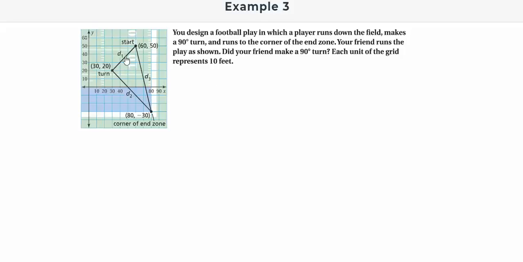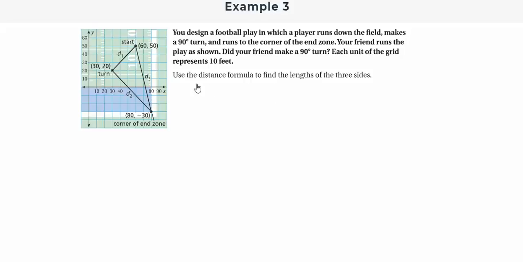So, we don't know the exact distances here. We don't know the distance for D1, D2, or D3. So, in order to tell whether this guy made a 90-degree turn, to tell whether it's a right triangle, we need to find the distance of all three of these sides. And then remember, what did we use to find the distance between 2 points? It is the last key idea we just talked about in example 2. It's the distance formula. So you use the distance formula to find how long these sides are. Alright, so the first thing we do is write in the distance formula.